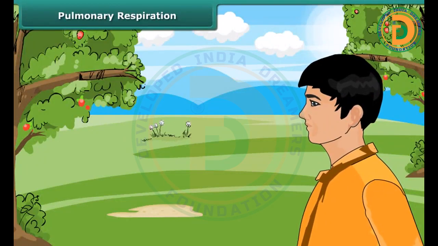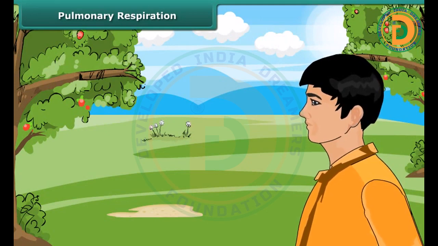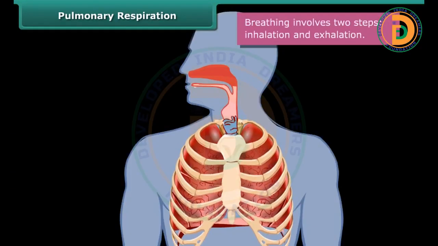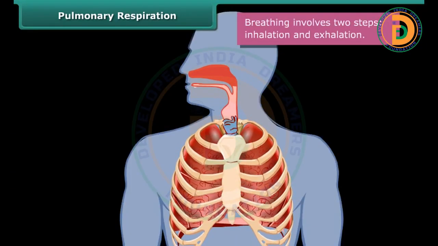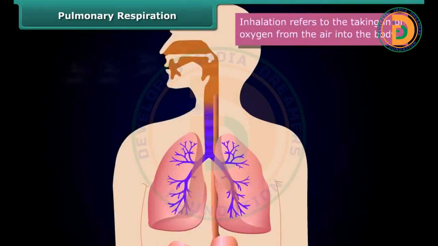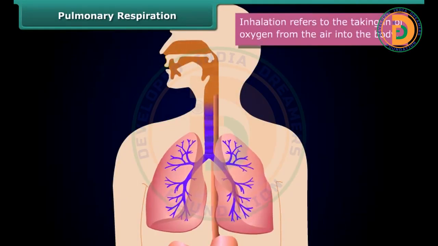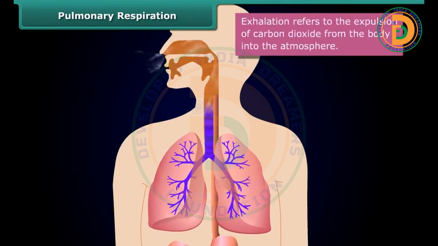When a human being breathes, he exchanges the unwanted carbon dioxide with oxygen, which is essential for survival. Breathing involves two steps: inhalation and exhalation. Inhalation refers to the taking in of oxygen from the air into the body. Exhalation refers to the expulsion of carbon dioxide from the body into the atmosphere.